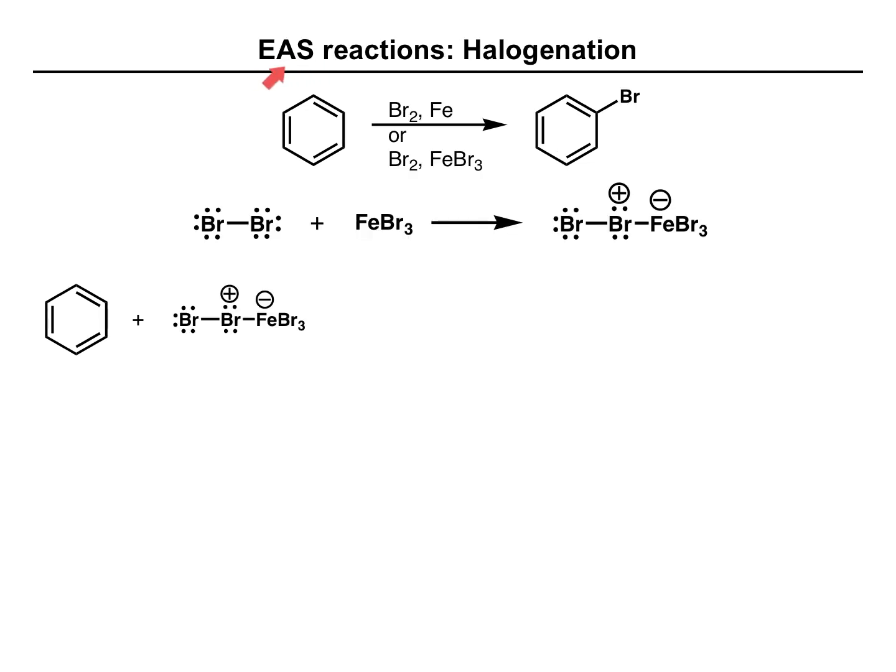Our next electrophilic aromatic substitution reaction is a halogenation. And as an example, we can take benzene and we can react it with bromine and iron, or we could use bromine in the presence of iron tribromide. And what we make is bromobenzene, where one of these hydrogens is replaced by bromine.